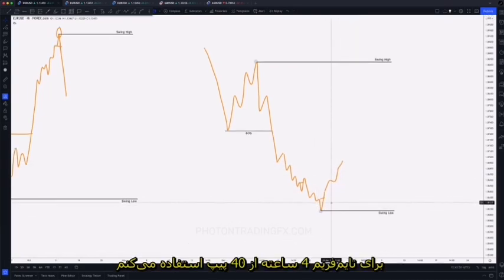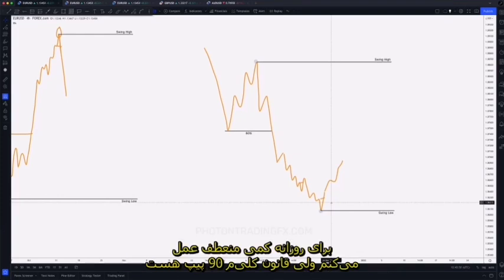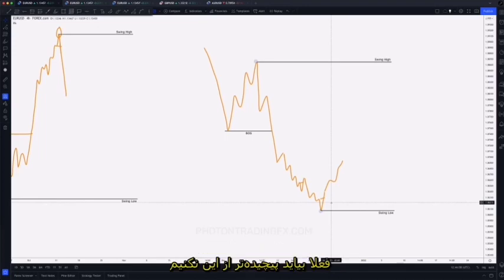Okay, so for the 4 hour chart, I use 40 pips. For the M15, I currently use 15 pips. For the daily, I'm a little bit more loose, but my general rule is at least 90 pips, okay? So obviously we're only looking at one time frame at the moment, so let's keep it simple. And what I say to you guys is just follow what I use, okay?